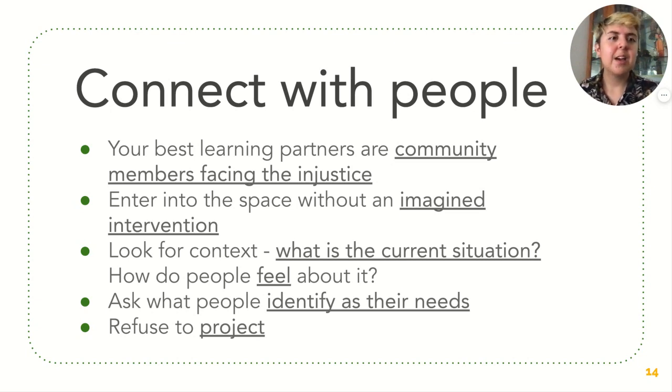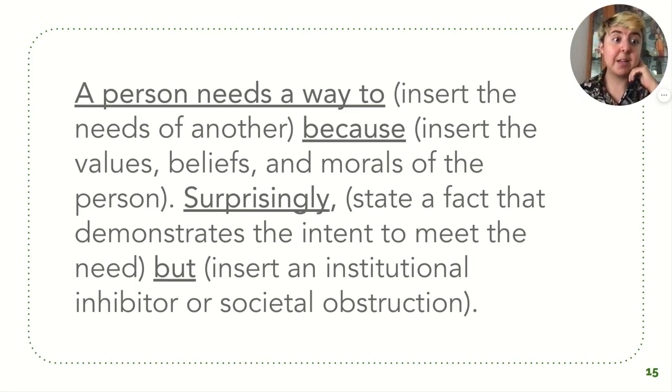And I'll take the framework from Racism and Inequity Are by Design to help us to then shape these learnings into an approach that helps us to move in a direction of intervention that can be successful. We need to focus on the people. The person needs a way to. This is something that someone else needs. What do they have identified?